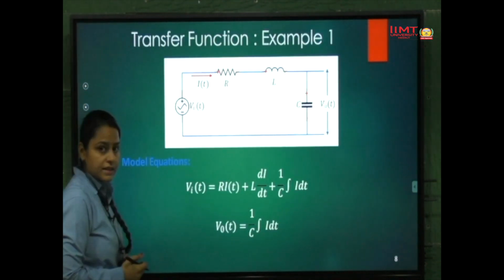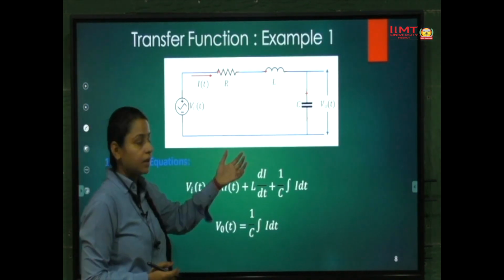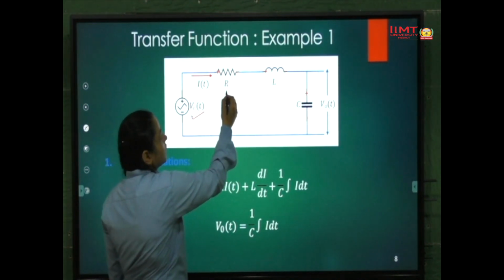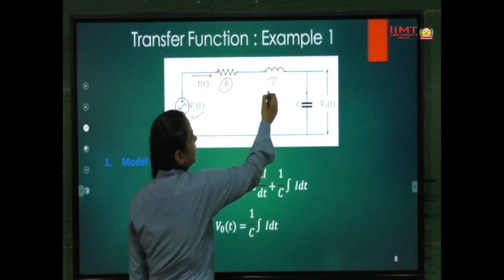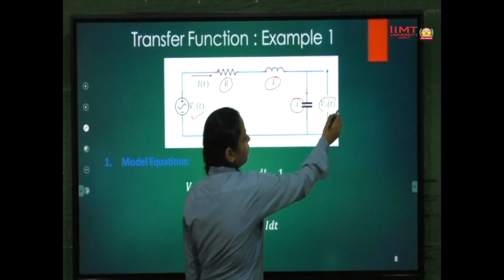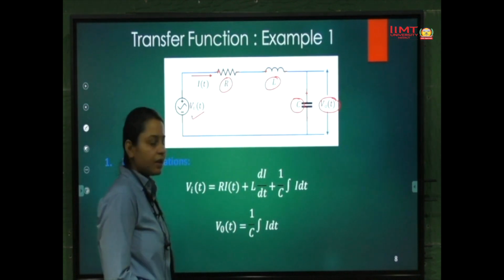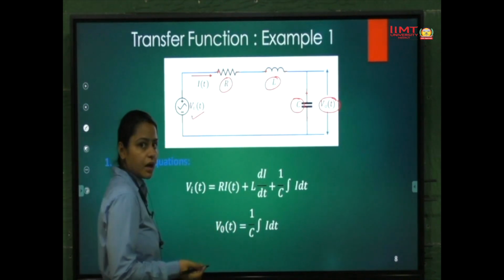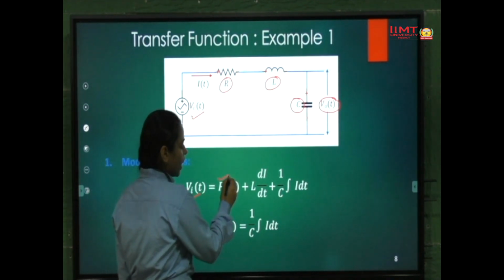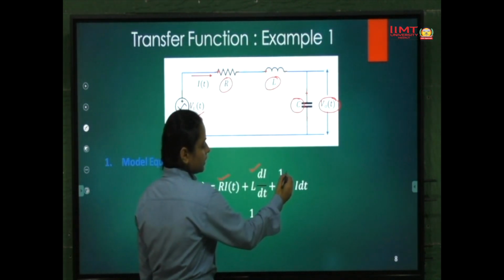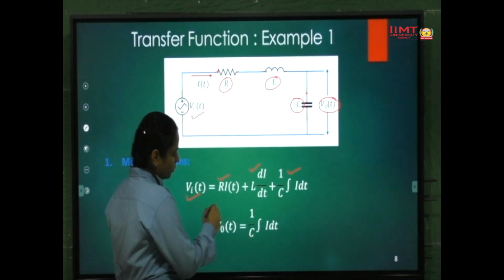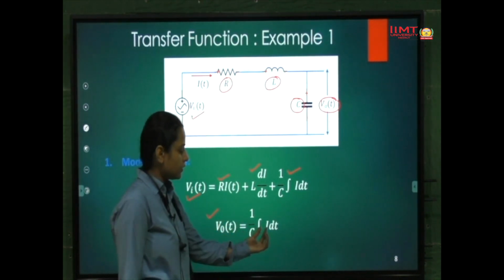So let's see one example. This is a simple RLC circuit, a series RLC circuit. We have input applied Vi(t). We have a resistance, inductance and capacitor in series. We have output voltage across the capacitor V0(t). So using KVL and simple circuit laws, we get Vi(t) equal to i R plus L di by dt plus 1 by C integration of i dt, and similarly V0(t) would be equal to 1 by C integration of i dt.